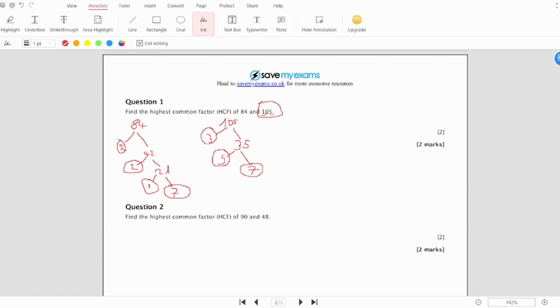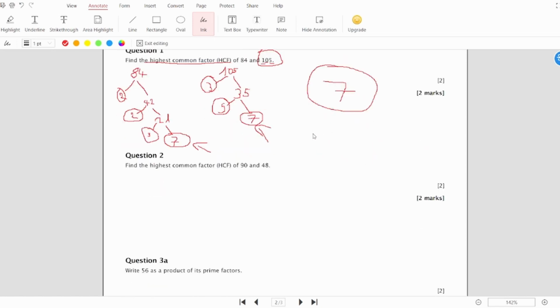So now you look back to the question. It says find the highest common factor, HCF, of these two. These are common factors, 3 and 7, and what's higher up in the scale is 7. So 7 is the highest common factor. You can write it like this and circle it so the examiner knows that the answer is 7.